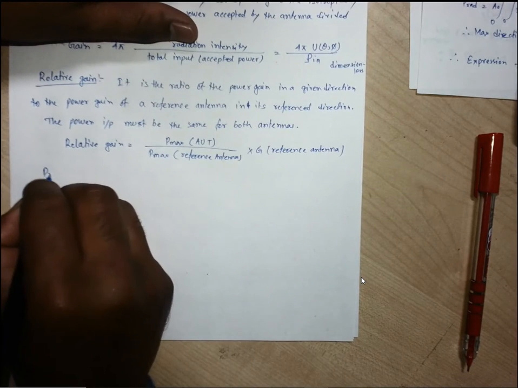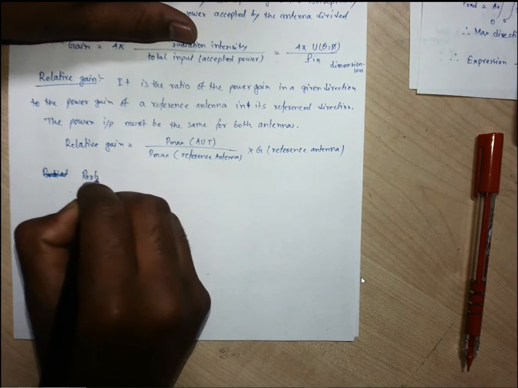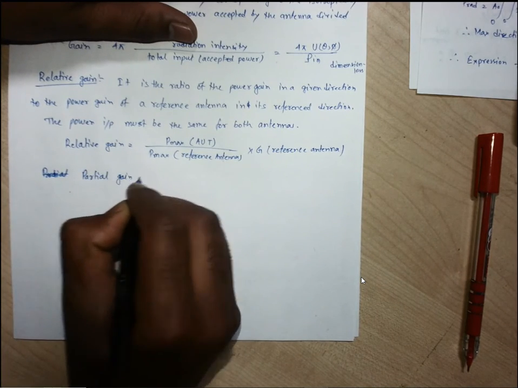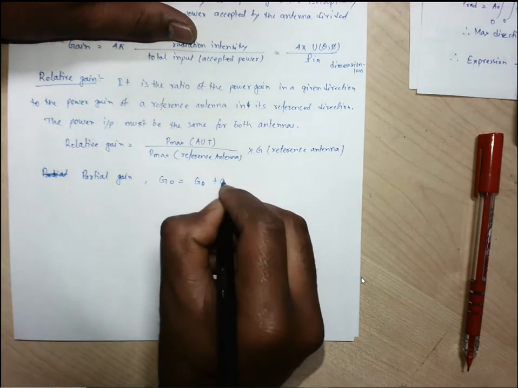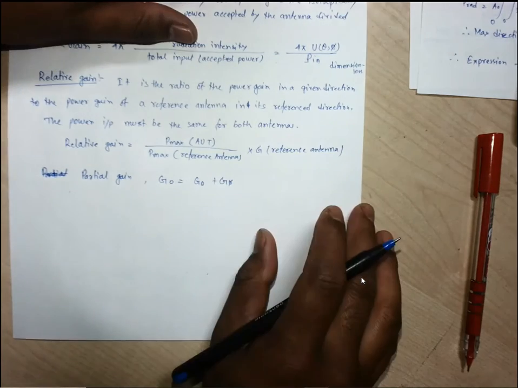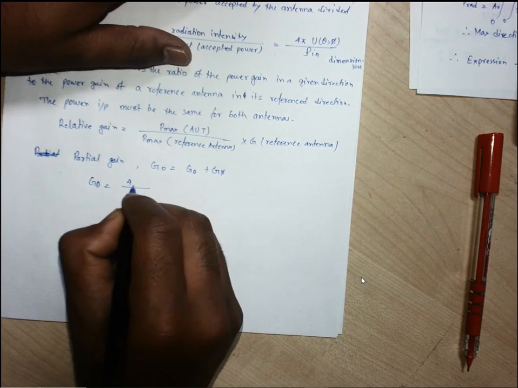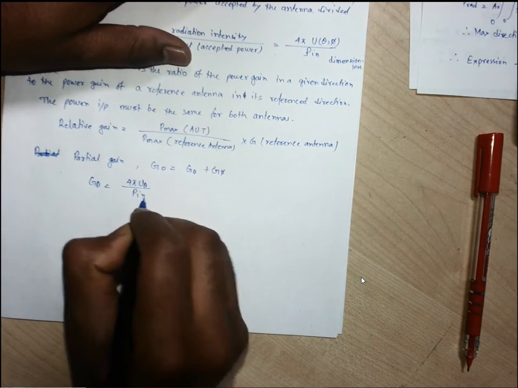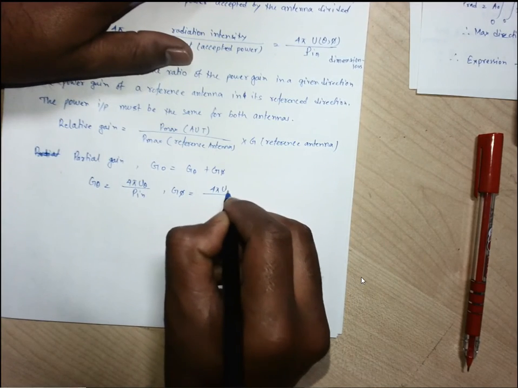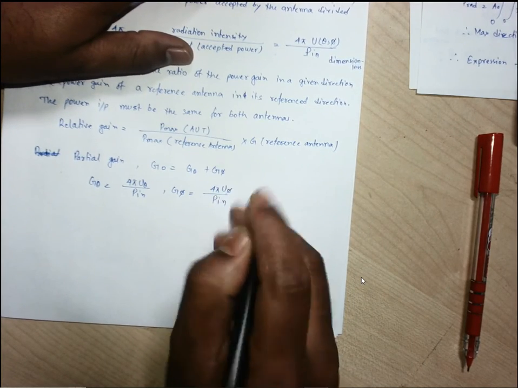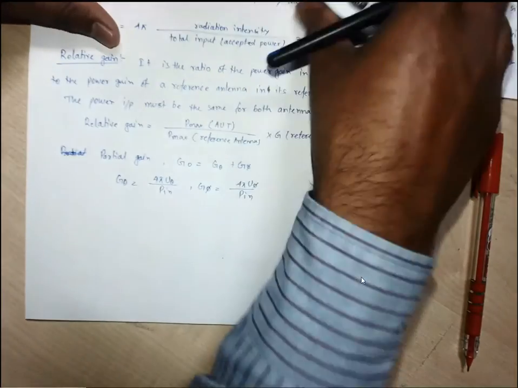We may have partial gain also. It is the same as the previous one. G naught is equal to G theta plus G phi. So what is this G theta? It is 4 pi U theta by P in, and G phi is 4 pi U phi by P in. Anyone having any doubt on this?